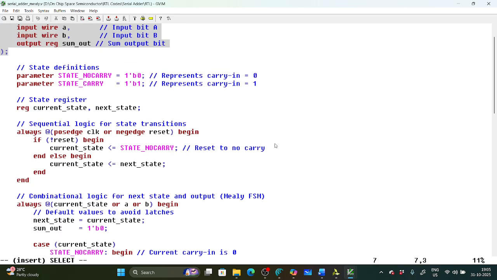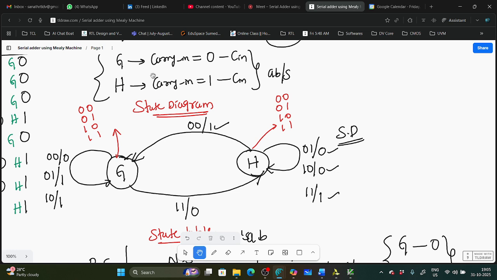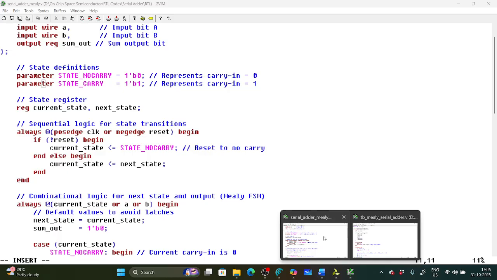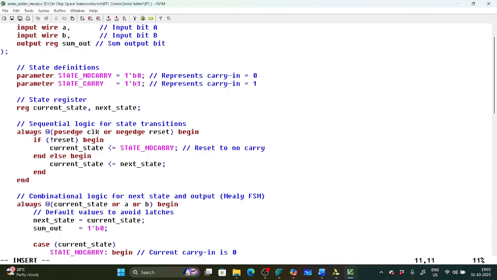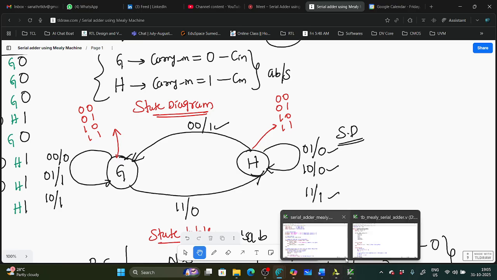After that, you need to define the states G and H. I'm defining them with parameters. Parameter state_no_carry is 1'b0. This represents carry in equal to 0. So in my diagram, G represents the state when carry equals 0. Next, parameter state_carry is 1'b1. This represents carry in equal to 1. So H is nothing but carry in equal to 1.